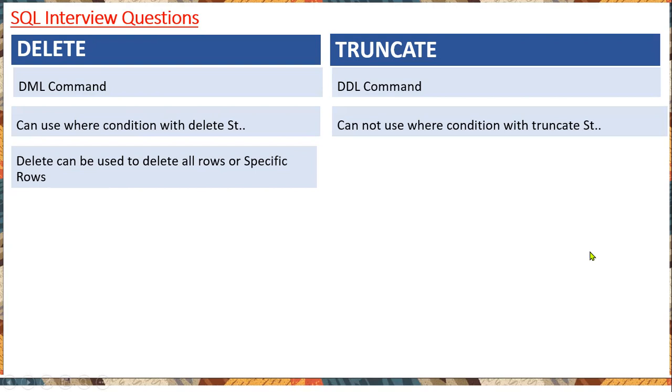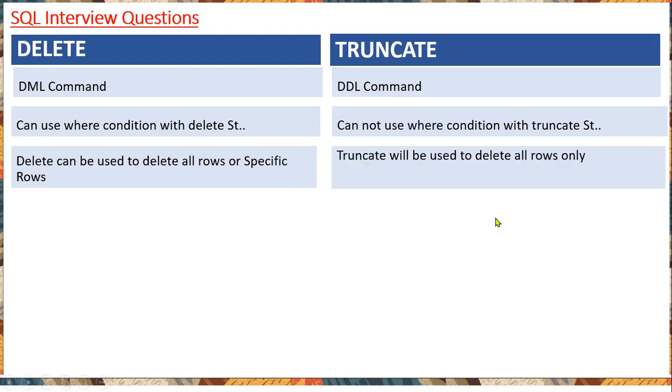Whenever we want to delete some specific rows, we must use a delete statement only. Because when I say specific rows, we are trying to filter the records. So obviously we have to use the where condition and select and delete those rows. But we cannot use the truncate statement to delete specific rows from the database table. We must go with the delete statement only. Truncate means it will go with all the rows.